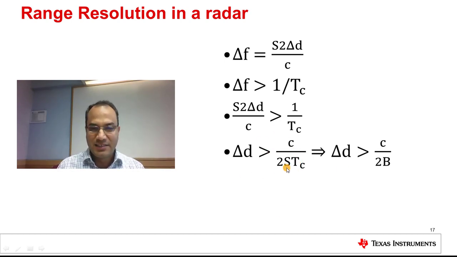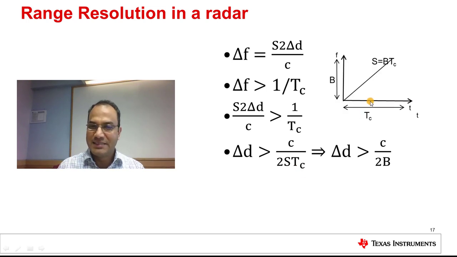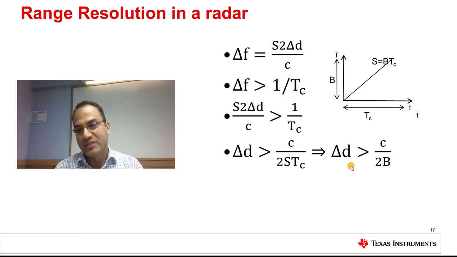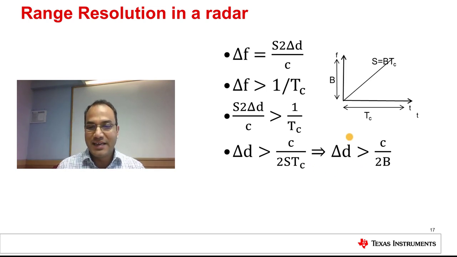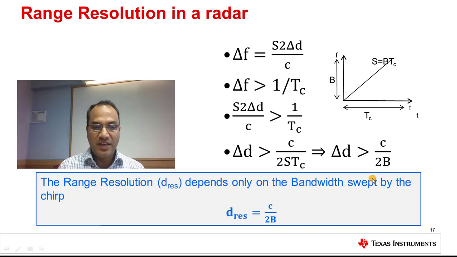And note that the slope times the duration of the chirp is actually the bandwidth of the chirp. So this expression can be further simplified, and you finally get this expression here, which says that two objects can be separated in the IF frequency spectrum as long as the separation between them is greater than the ratio of the speed of light to twice the bandwidth of the chirp. So the takeaway here is that the range resolution depends only on the bandwidth swept by the chirp and is given by this expression over here, speed of light divided by twice the bandwidth.